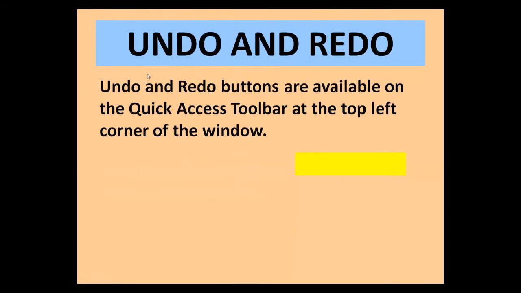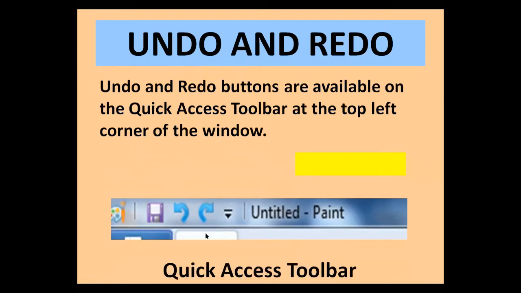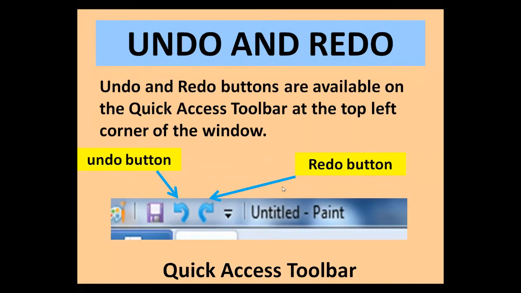Now we learn about the undo and redo command. Undo and redo button are available on the quick access toolbar at the top left corner of the window. This is the quick access toolbar. On the quick access toolbar, you can find undo and redo command. This is the undo button and this is the redo button. We use undo button to move backward and we use redo button to move forward.